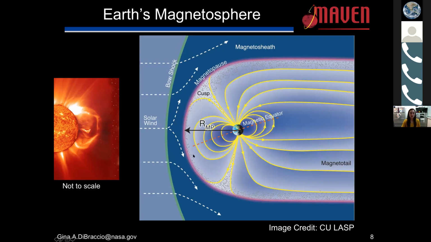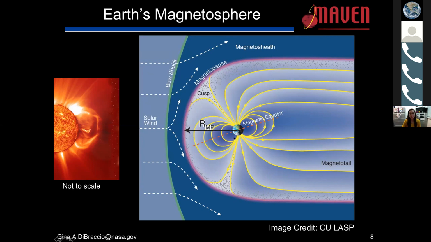The magnetopause for this Earth, or intrinsic, magnetosphere is the boundary that separates everything that is intrinsic to the Earth versus everything that is coming from the sun. Everything within the magnetopause is considered the magnetosphere here. You'll see we have all these different regions, but we have these yellow field lines from the planet.